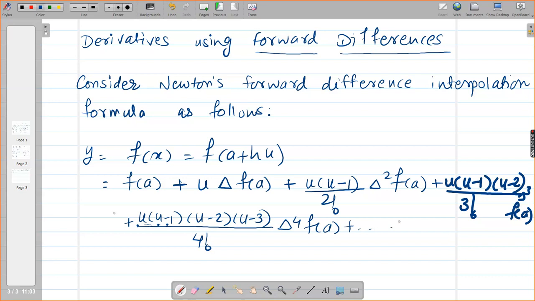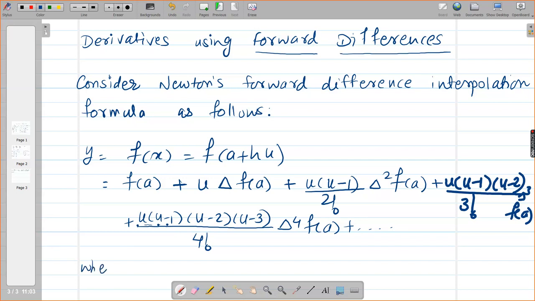Mute yourself. Aditi Mahale, mute yourself. Yes, ma'am.